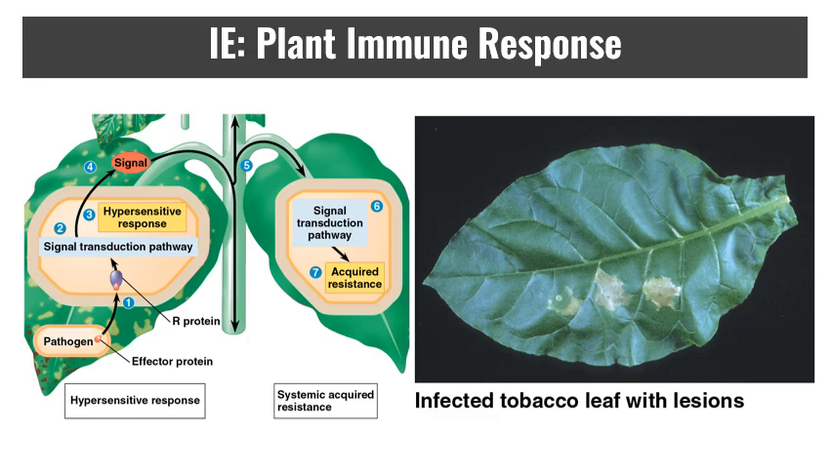This will also send signal throughout the rest of the plant and into the roots, connecting to other plants, allowing for the systemic acquired resistance, the long-term process, which is going to lead to the production of things like salicylic acid in remote sites, so that when the pathogen gets there, defense mechanisms are already in place.